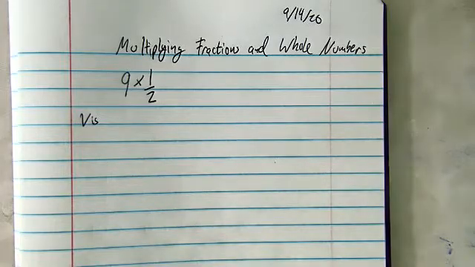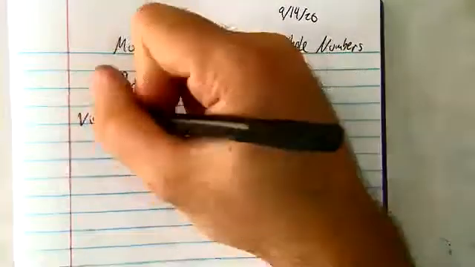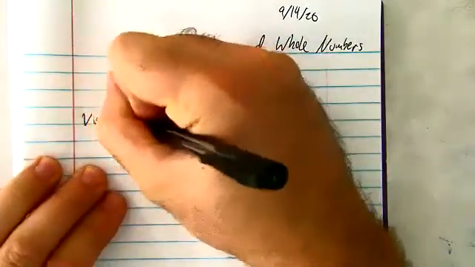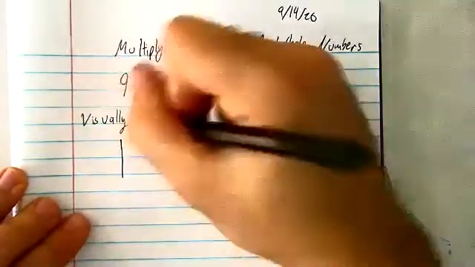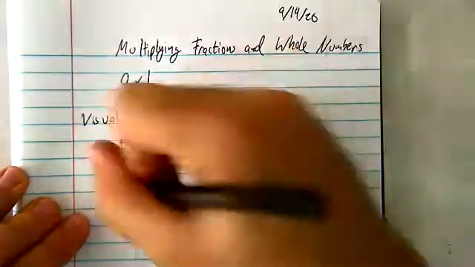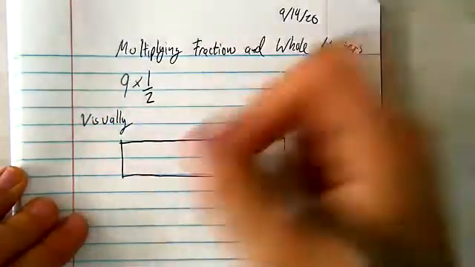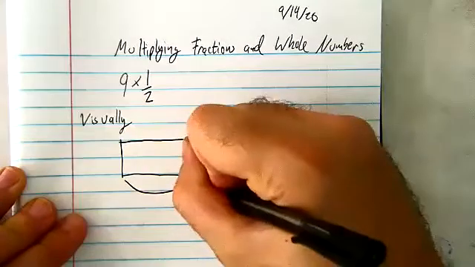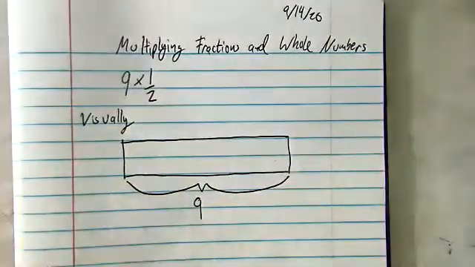Okay, so we're going to do multiplying fractions and whole numbers. We're going to look at one problem, 9 times a half. The first one we're going to do visually. So the way I want to do this the first time visually, I'm going to set up a box. And I'm going to call this whole thing 9. The whole thing is 9.